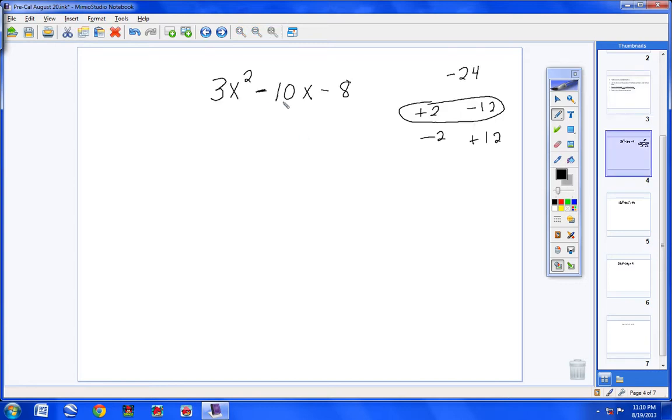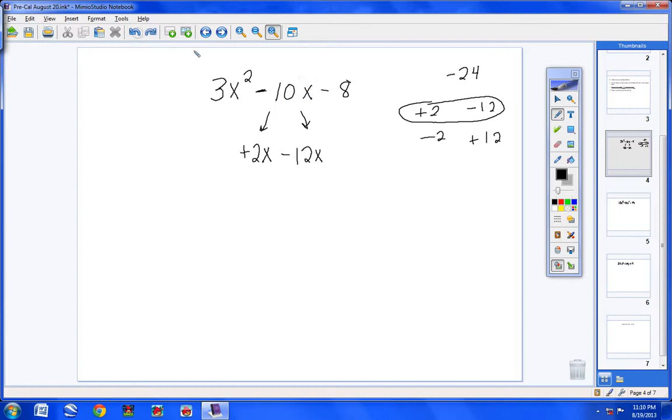So, see this middle term right here, this negative 10x? I'm going to rewrite it. And see this positive 2? I'm going to put a positive 2x. And see this negative 12? I'm going to put a negative 12x. Mr. Earhart, why'd you put an x there? Because what was with the 10 right here? The 10 had a what with it? An x.